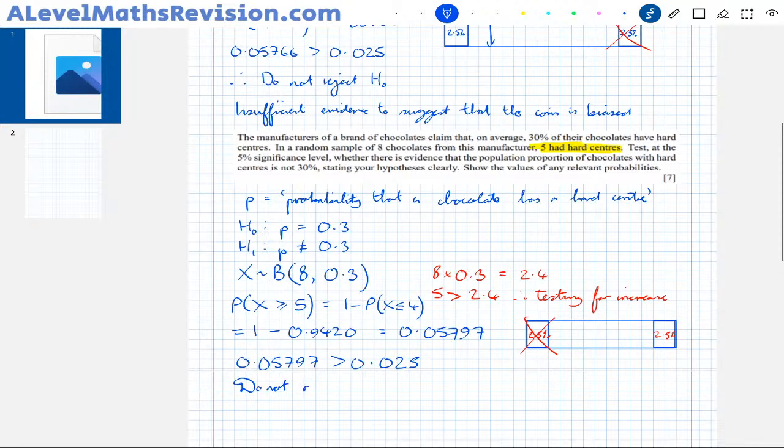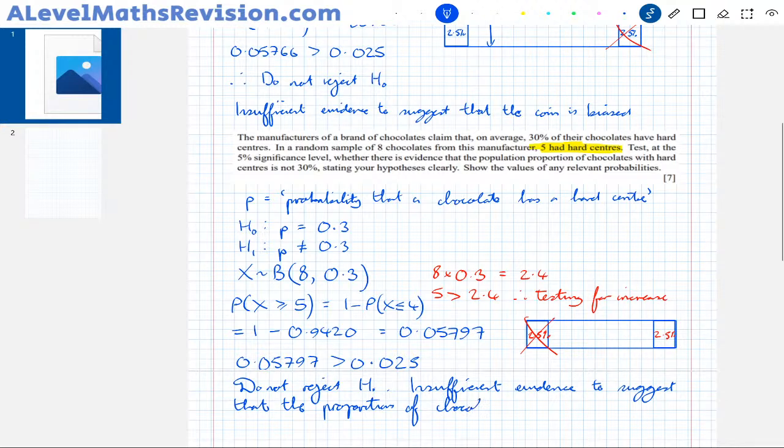Do not reject H0. Insufficient evidence to suggest that the proportion of chocolates with hard centres is not 0.3 or is not 30%. So that's how to do two-tailed tests.